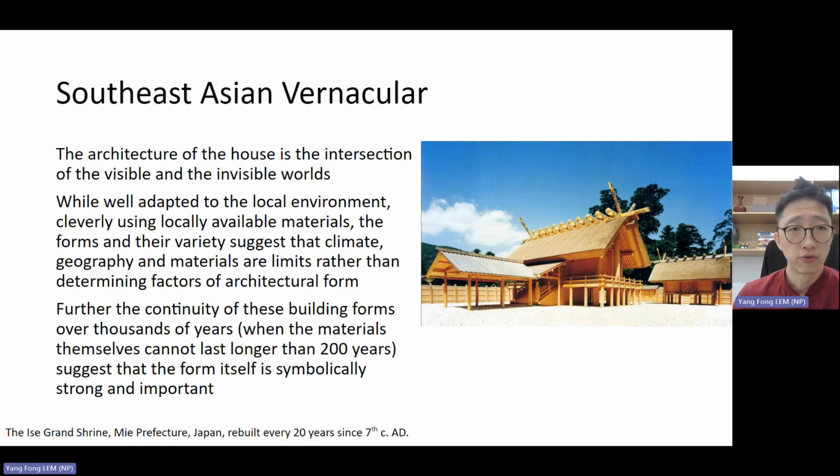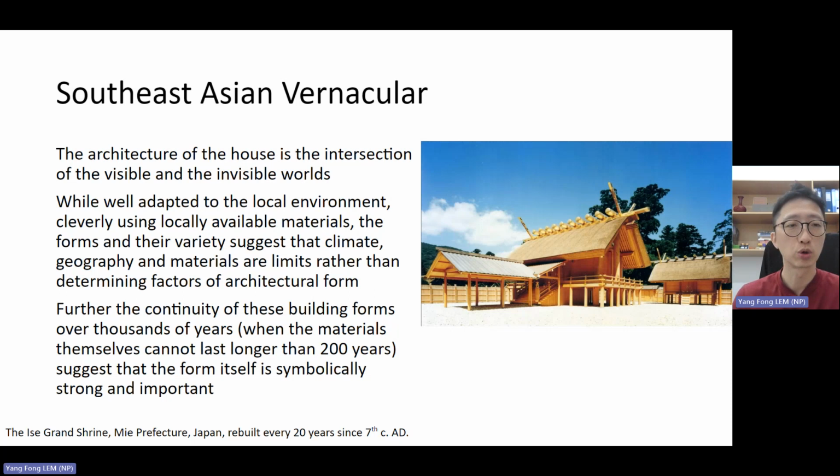Okay, so further, the continuity of these building forms over thousands of years, while the materials themselves cannot last over 200 years, suggests that the form itself is symbolically strong and important. So in this photo is the Ise Grand Shrine in Japan. It's rebuilt every, not sure about 20 or 25 years. Since the 7th century AD, it's rebuilt every 20 to 25 years. I can't remember the exact.